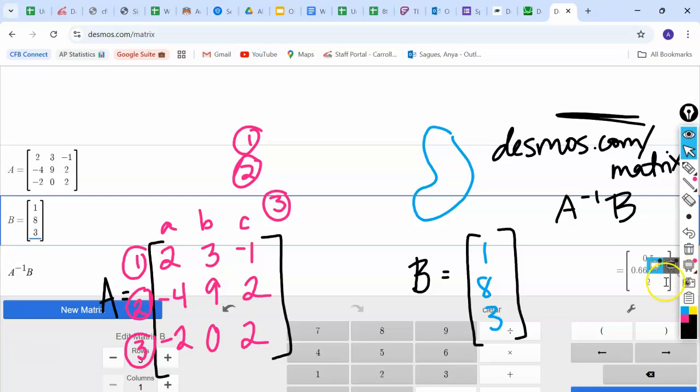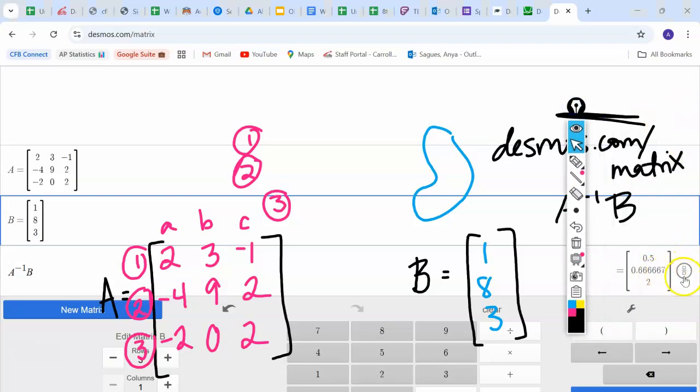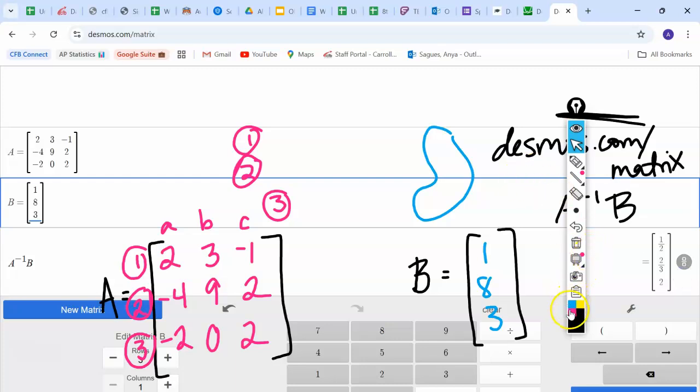Right, and see now here it gives me an answer, and I can even put that as a fraction if I want to by hitting the fraction button. So this right here is my answer: 1/2, 2/3, and 2.